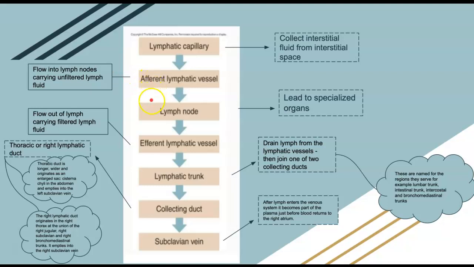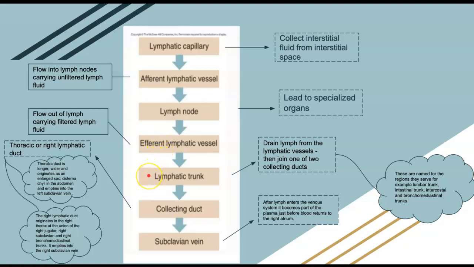From here, we go to our lymph nodes. Lymph nodes lead to specialized organs. And then from there, we go into our efferent lymphatic vessels. These vessels flow out of the lymph nodes and they carry filtered lymph fluid.